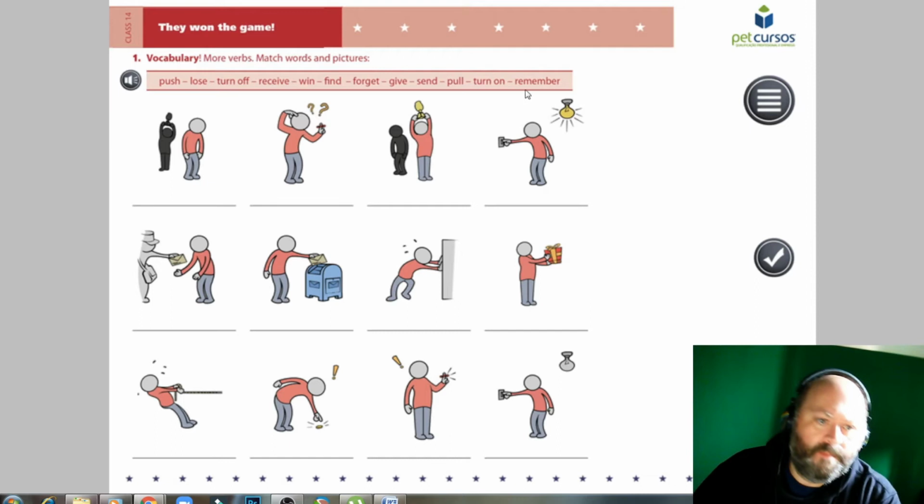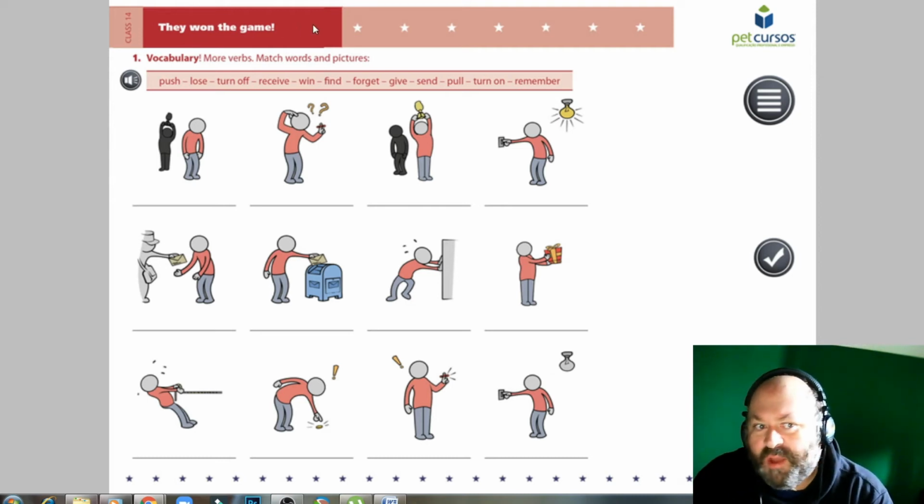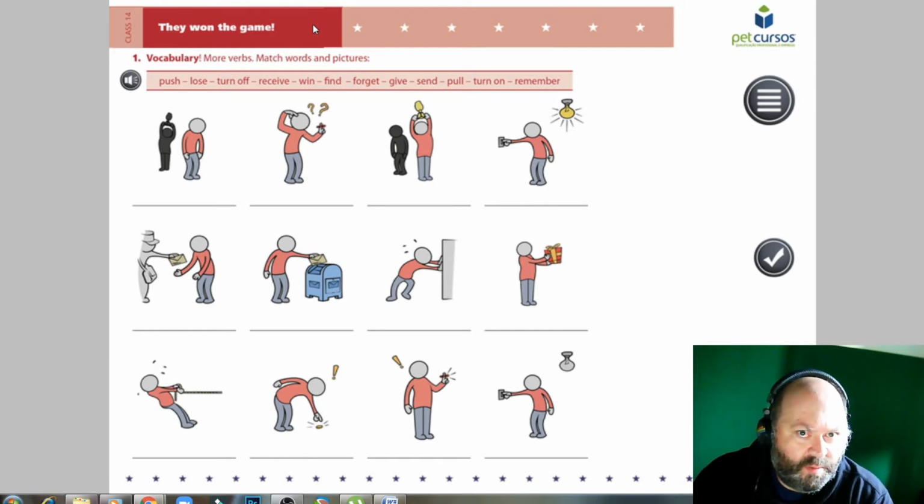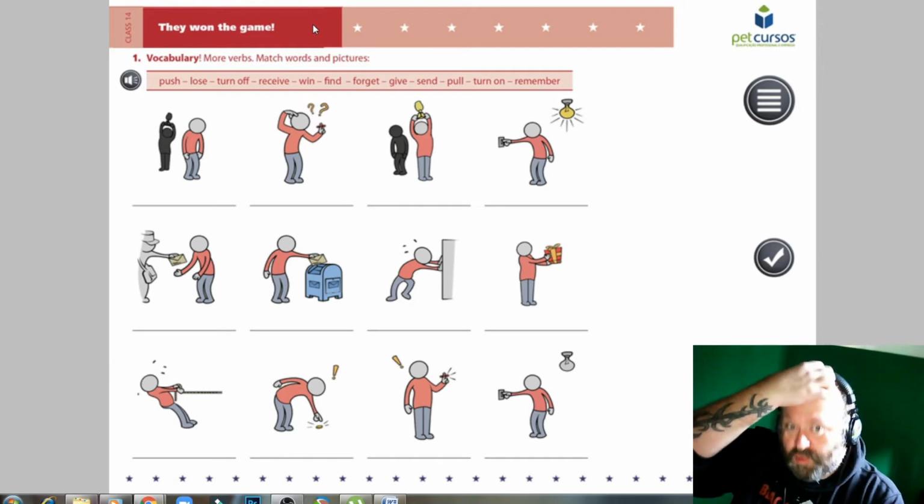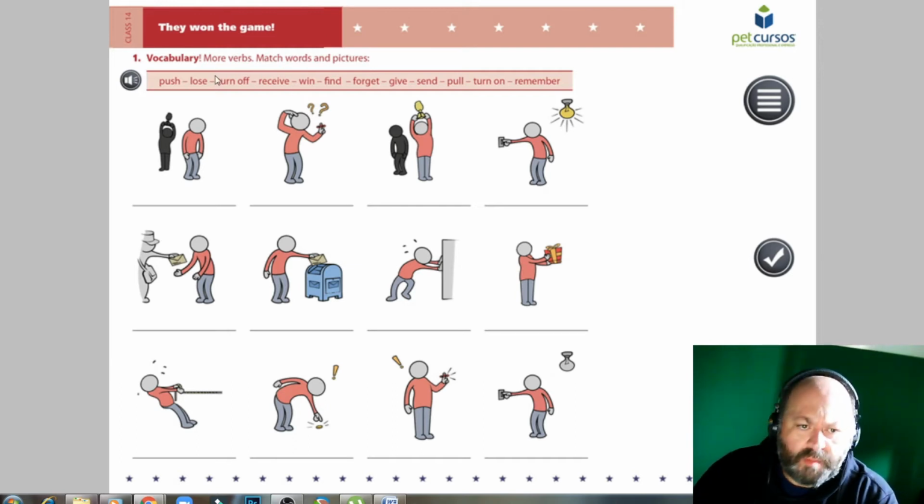Number 1, vocabulary. More verbs. Match words and pictures. They won the game. Yes, they won the game. Nós vamos ver mais vocabulários. Aula passada a gente viu o passado do verbo to be. Agora nós vamos ver passados de outros verbos também. O passado de outros verbos. Ok? Primeiro vamos ver alguns aqui, ó.